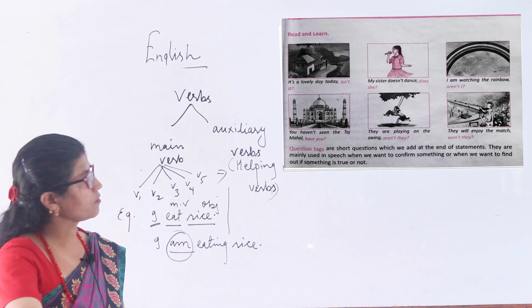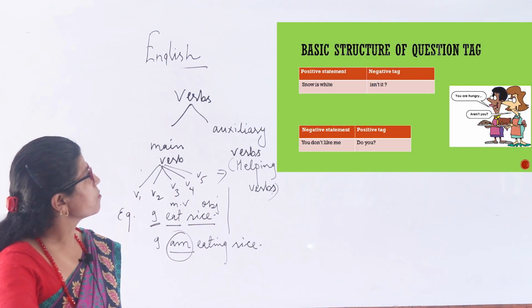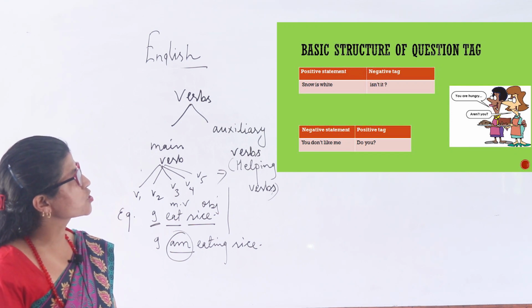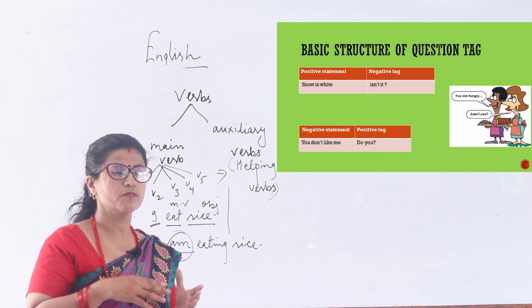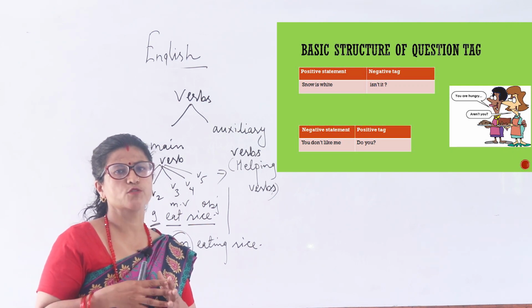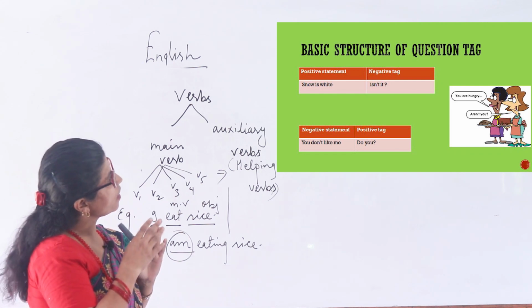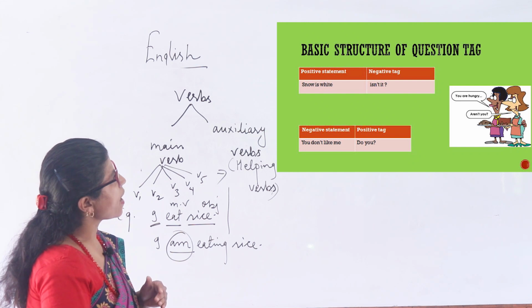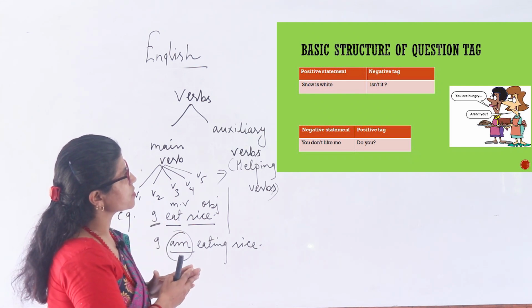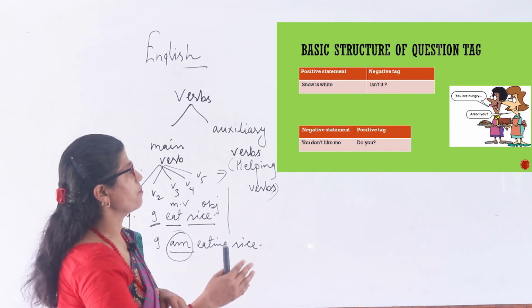And let's see some of the basic structure of question tags. I hope you have understood what a question tag is. A question tag is simply known as a short question used at the end of the statement. And what parts are mentioned there in a question tag? You can see, snow is white, that is a positive statement, that is one part, and negative tag, isn't it, that is the negative part.